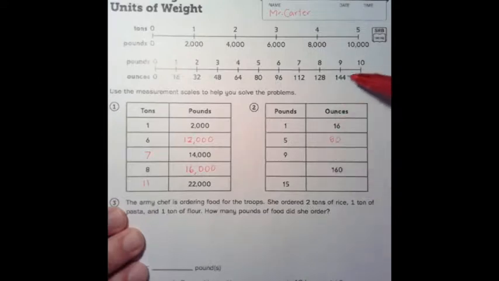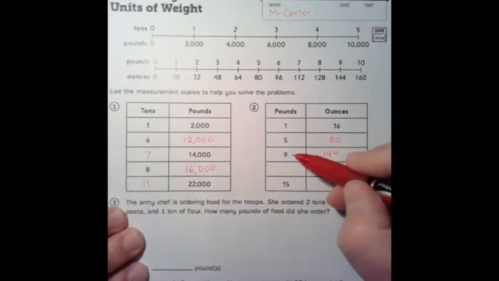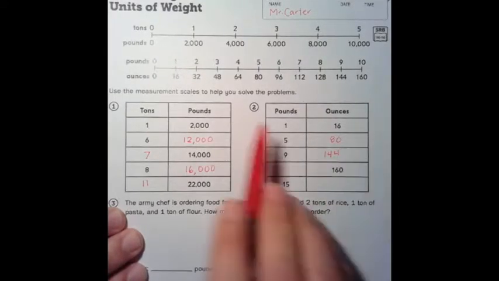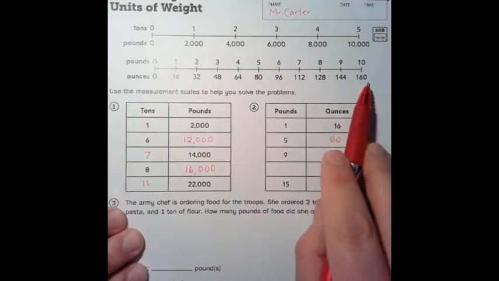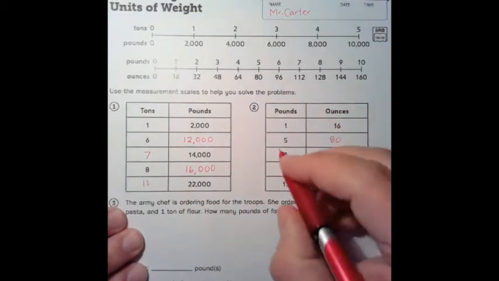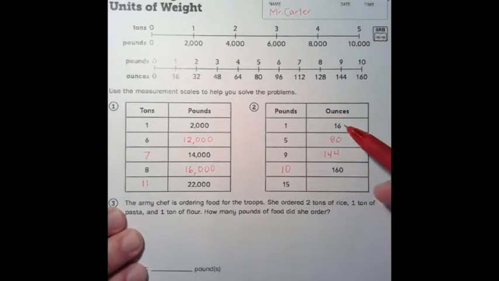Again, we can use our measurement scale here to help us figure out. We have 9 pounds, so that would equal 144 ounces. And again, that would also be 9 times 16. Now we have 160 ounces. So we're going to look at the bottom part and look for 160. And we notice here that 160 ounces is 10 pounds. Or 10 times 16 would be 160.